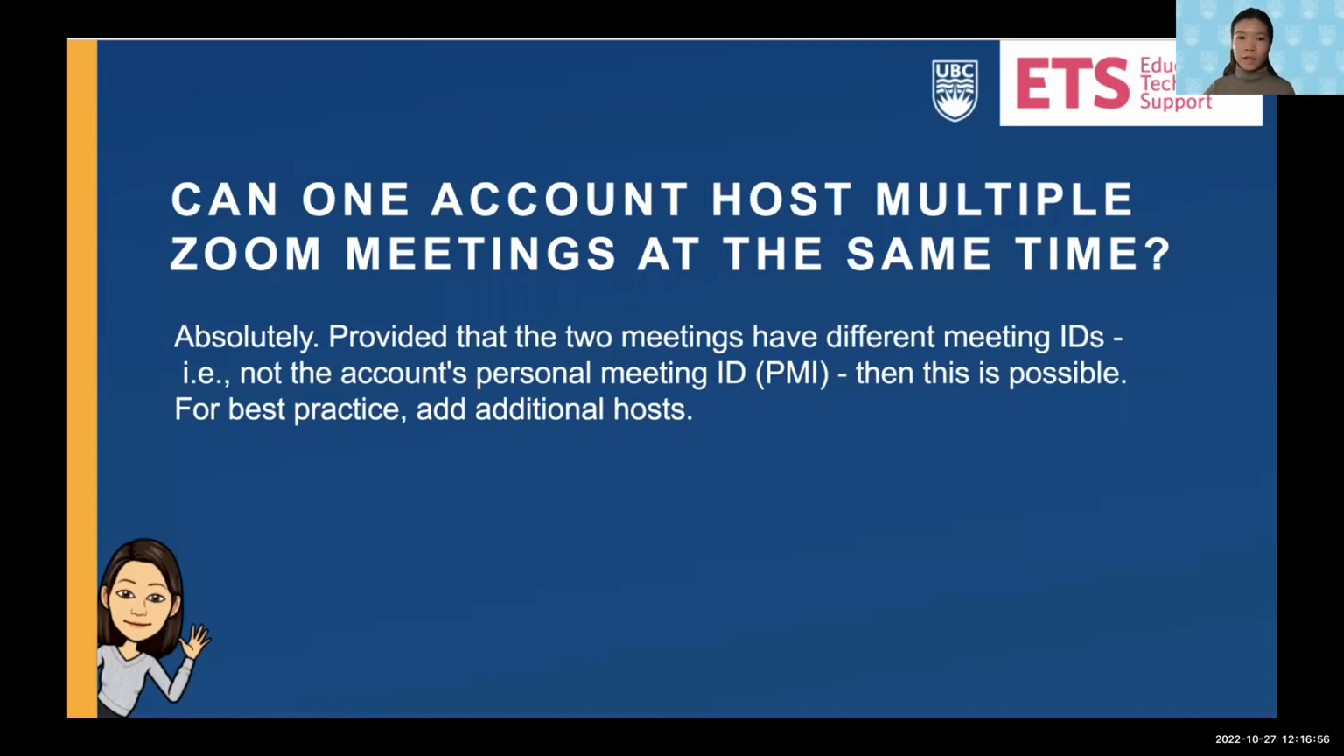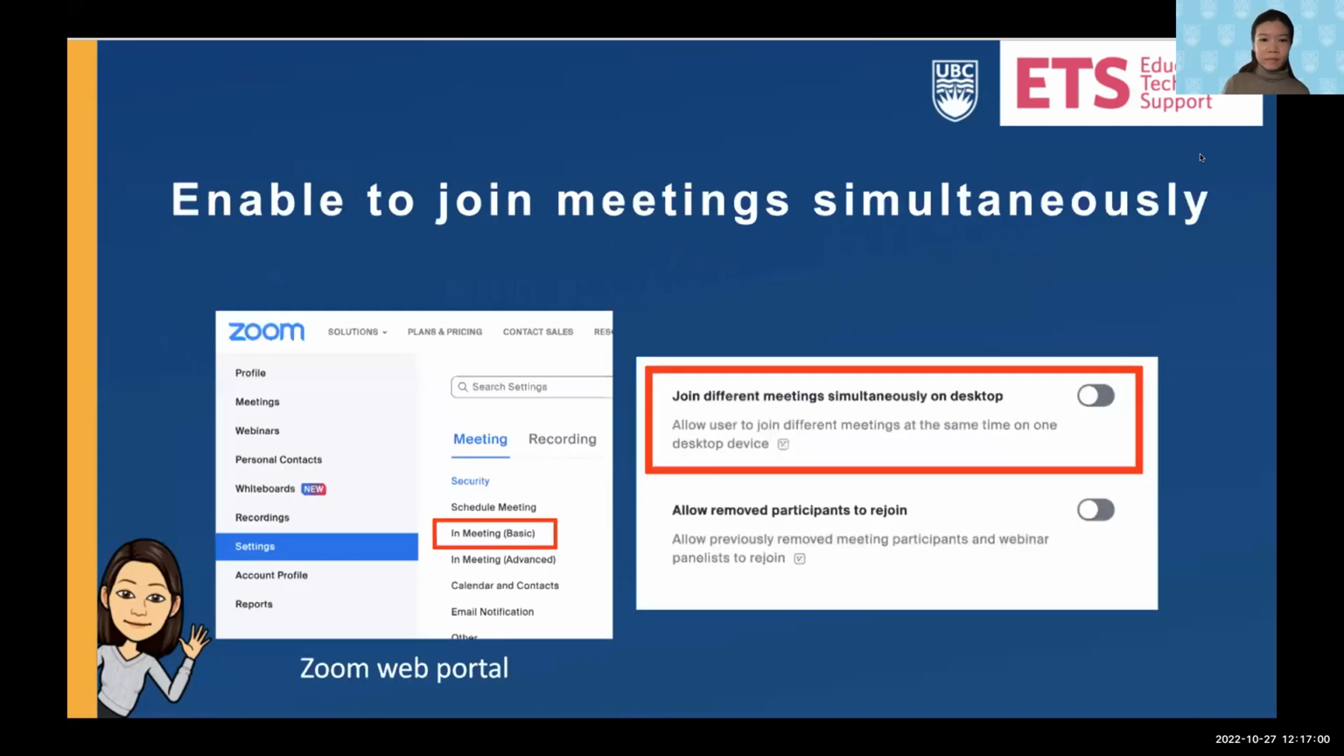So in order to do that, next slide, please, Gabrielle. On your Zoom web portal, you will need to go into settings, and then on the meeting tab, you will go to the basic tab. There you will find "join different meetings simultaneously on desktop," where you need to enable this so that you can actually join two meetings at the same time. If you have that enabled, you are still not able to host two meetings at the same time.